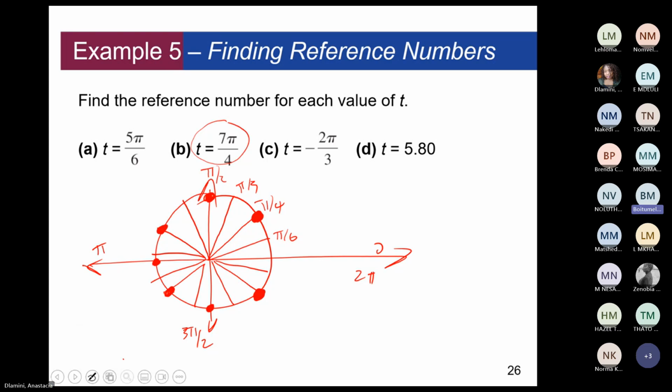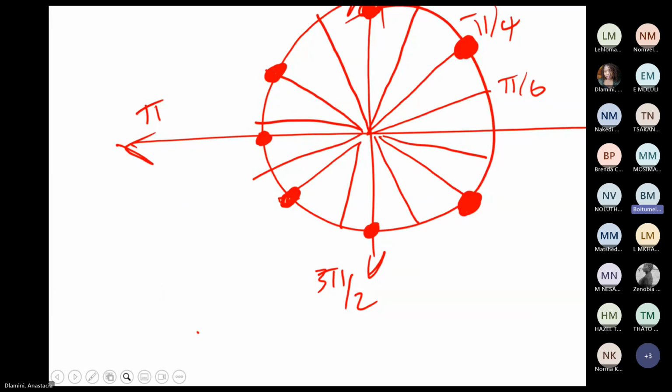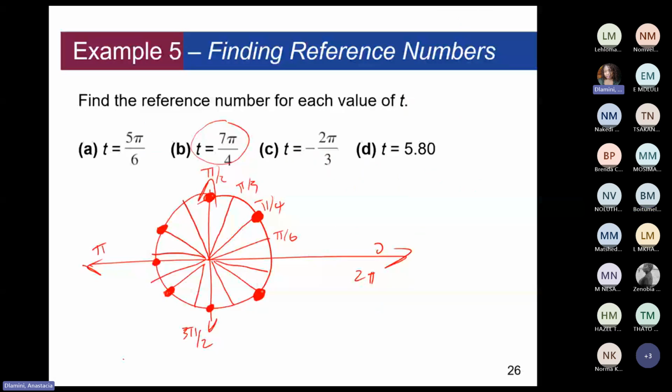From the last one to the positive x, because it's the first quadrant, the fourth quadrant is positive. So meaning the shortest distance, my reference number will be from here to here, isn't it? Pi over 4. So it means that reference number will be what? Pi minus 7 pi over 4, which is pi over 4.